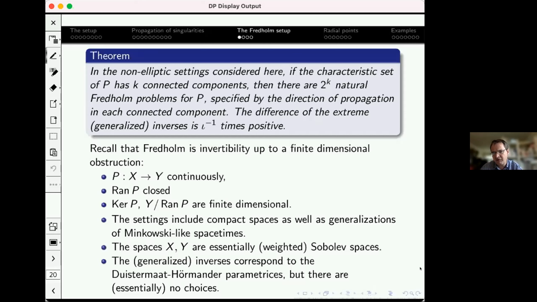As I said, these spaces will be essentially weighted Sobolev spaces. I have a comment about the "essentially", with variable orders typically. The generalized inverses correspond to the Duistermaat-Hörmander parametrices. But when you have a parametrix, again, you have this indeterminacy, which, because you're in a non-compact situation, is huge. But here there are basically no choices. You choose which one you want to take, and then if it's not invertible, then you choose something about the generalized inverse. But that's it.